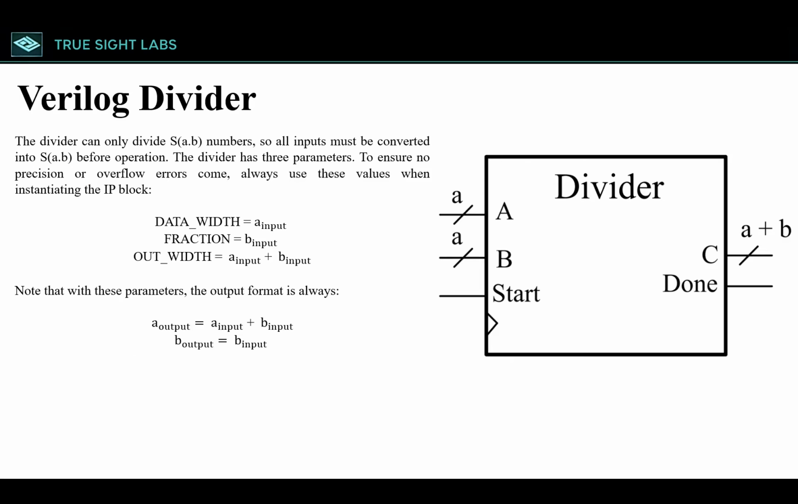So the very last IP core that we need to discuss is the divider IP core. The divider can only divide SA.B numbers, so all inputs must be converted into SA.B format before operation. The divider IP core has 3 parameters, which are shown here. Again, to ensure that no precision or overflow errors occur, we must configure them in this fashion.